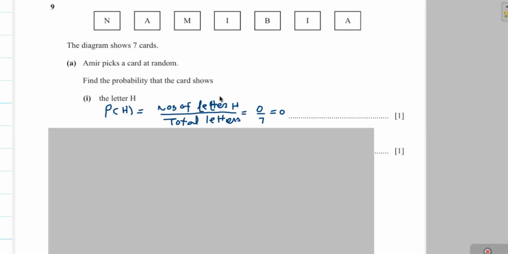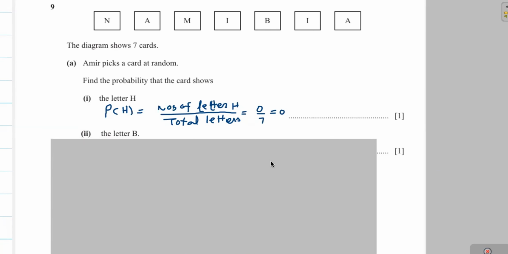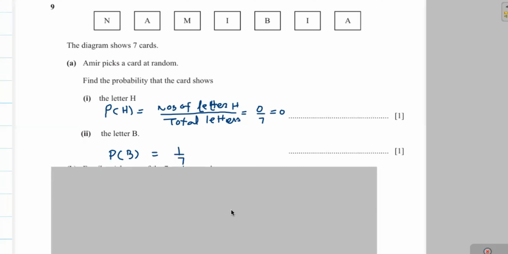No card of letter H. Therefore, we write the value 0, and the total number of letters here is 7, so 0 over 7. This answer is 0. Part second, the probability that the card shows letter B. The probability of letter B is equal to the number of letter B divided by the total letters. The number of letter B here is 1, and the total is 7. We write 1 over 7.